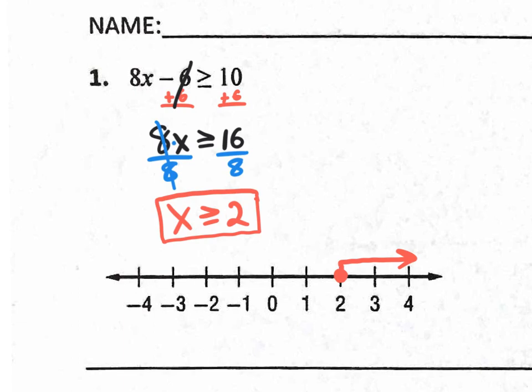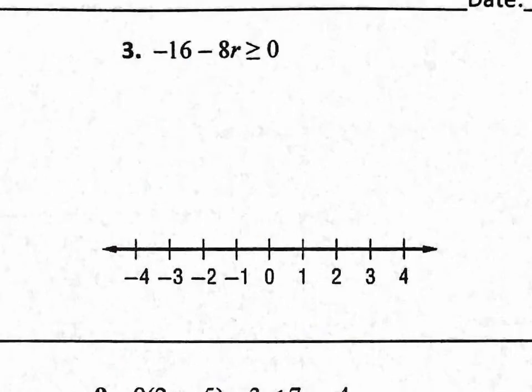That's it. Let's move on to the next one. Number 3. We're going to add 16 first. Add 16. The new inequality is negative 8r is greater than or equal to 16, right? 0 plus 16 is 16.